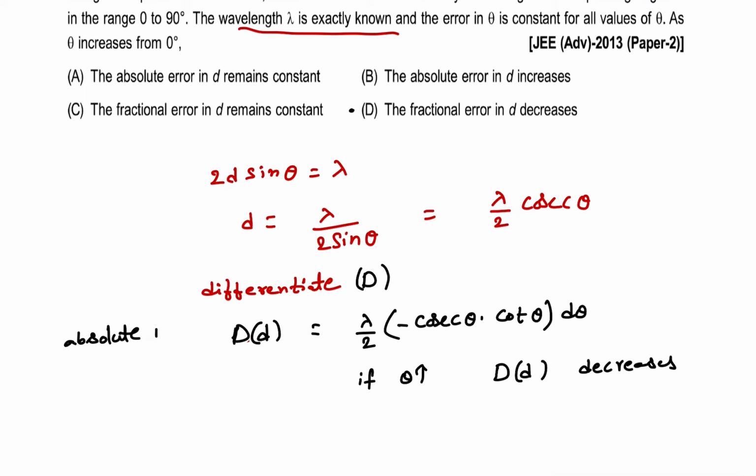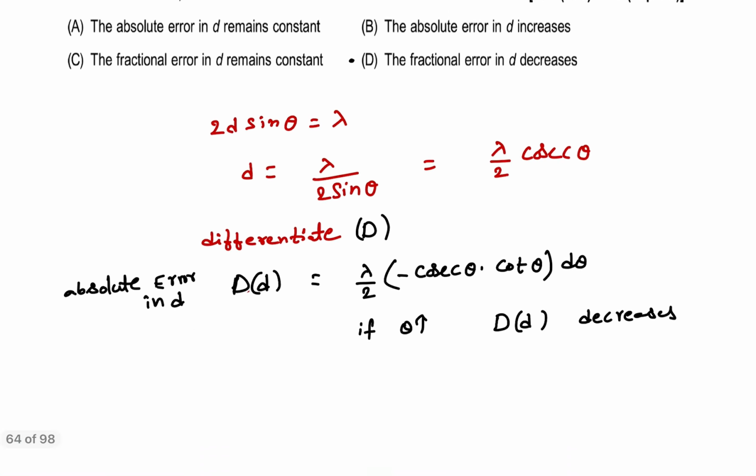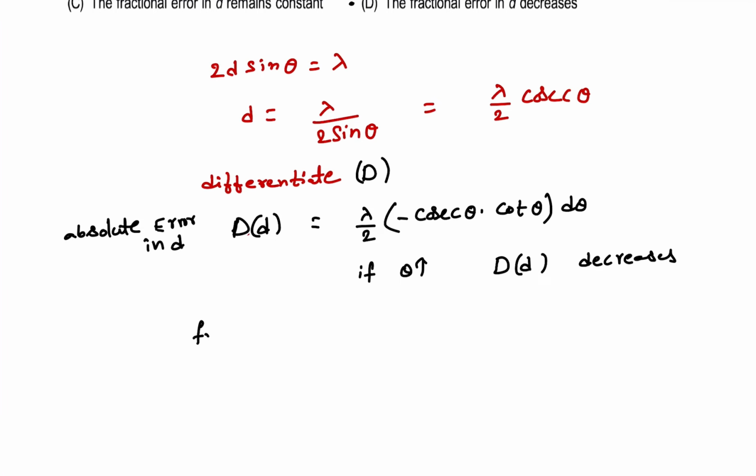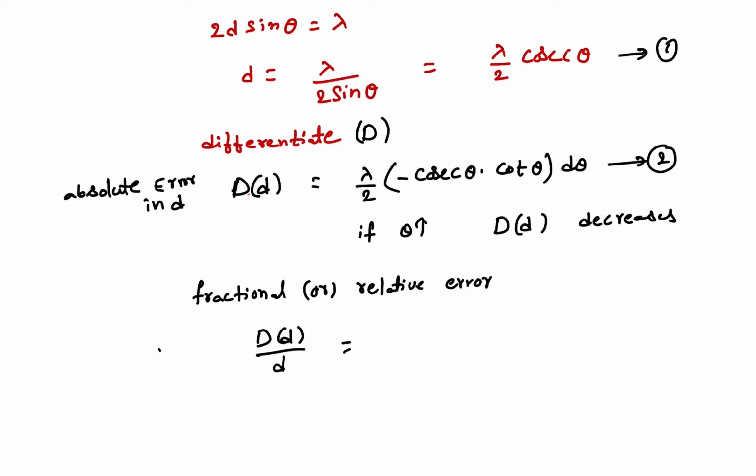So absolute error in D. Now if I want to calculate the fractional error in D, fractional is nothing but relative error. Fractional or relative error can be written as d of d divided by D. This is my second equation. First equation is lambda by 2 by cosecant theta.